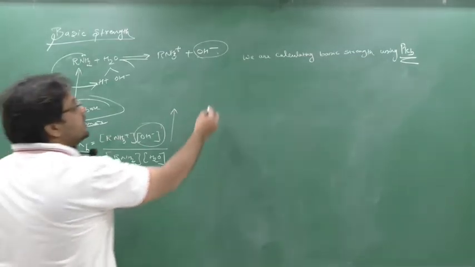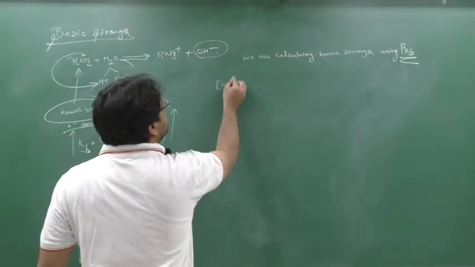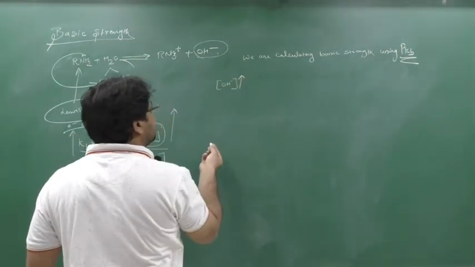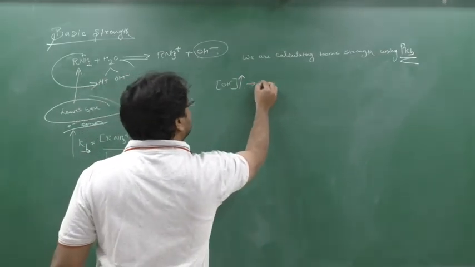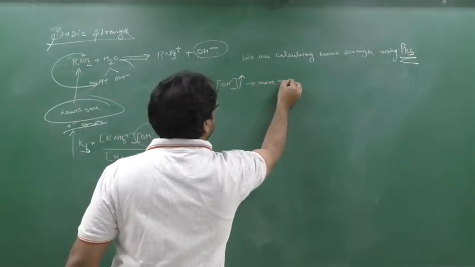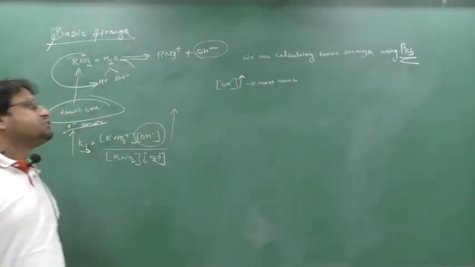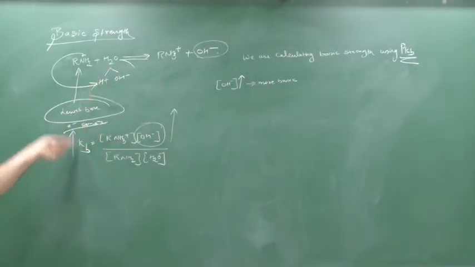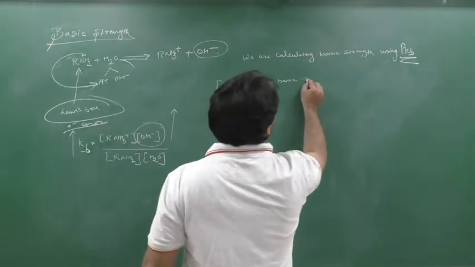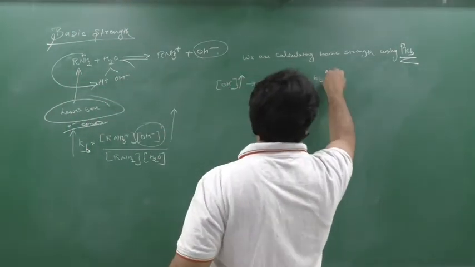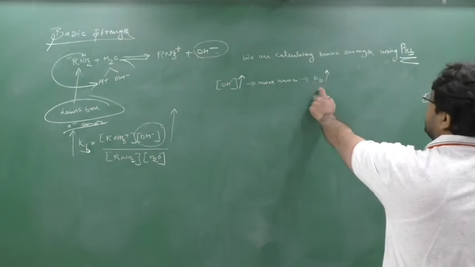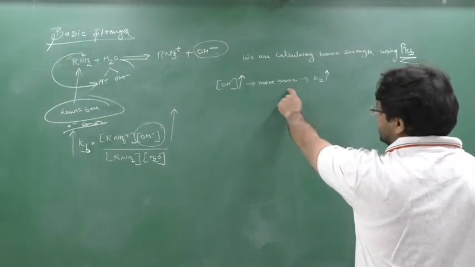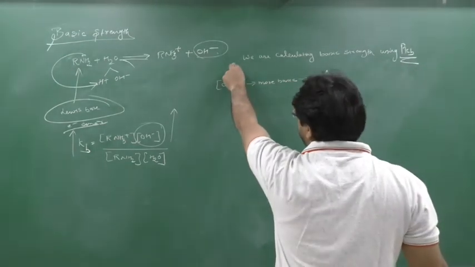Yes or no beta? If OH minus concentration increases, how is the substance? More basic. Yes or no? More the concentration of OH minus, more basic. More the concentration of OH minus, more Kb. So for more basic, we have two values, you have to check it out. Either Kb should be high, then more basic, or OH minus concentration should be high, then more basic.